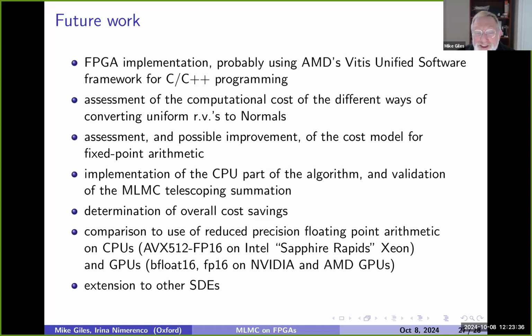And then, having done all of that on the FPGA, this is something which I'll maybe do myself, is look at doing similar work on GPUs, maybe also on CPUs, doing half precision. Because of the rise of AI, the half precision floating point capability of CPUs and GPUs is really very impressive. And so, to be fair, we really ought to see what they're capable of using half precision as well as single precision. And then once that's all done for geometric Brownian motion, then clearly there are applications to extend that to other SDEs.